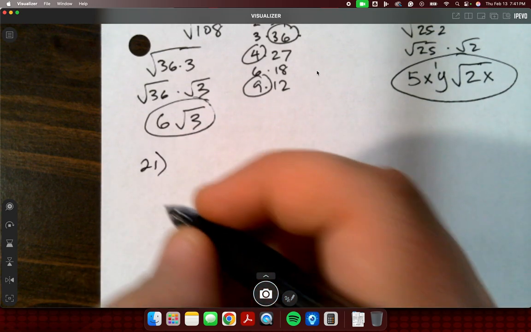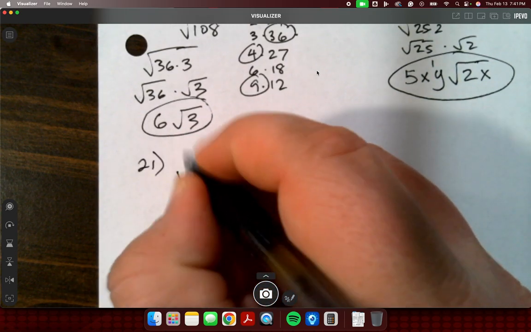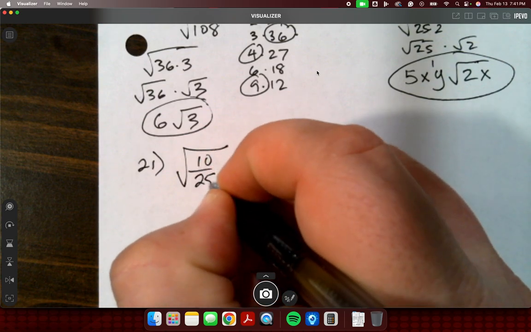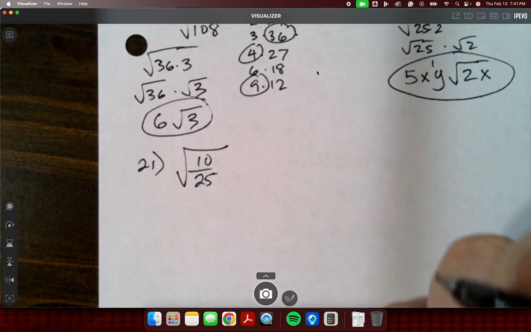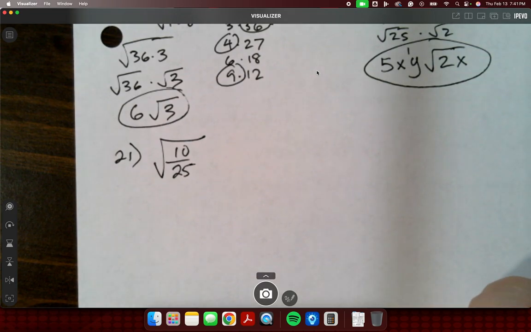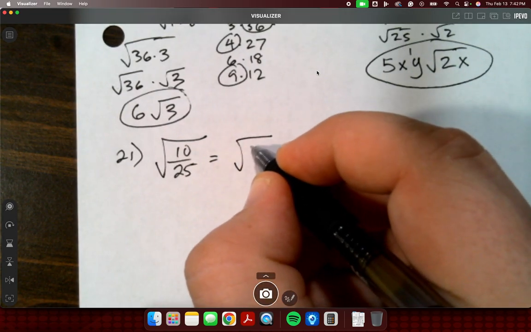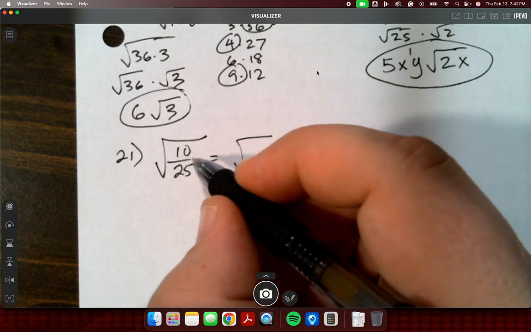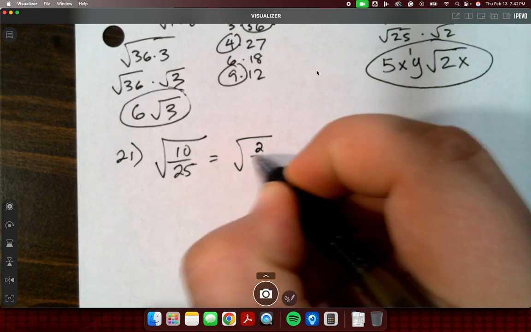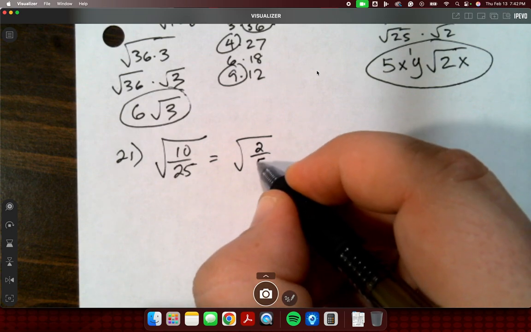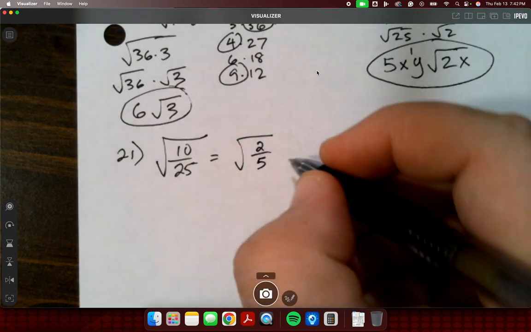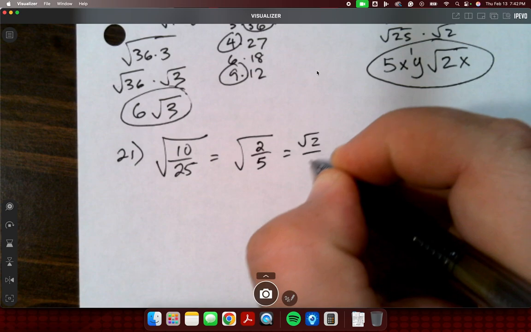Number 21, square root of 10 over 25. So what I would do first on this one, anytime you have a fraction, is see if you can reduce it, and we can. Those are both divisible by 5. 10 divided by 5 is 2. 25 divided by 5 is 5. And we can split this up into 2 different radicals.